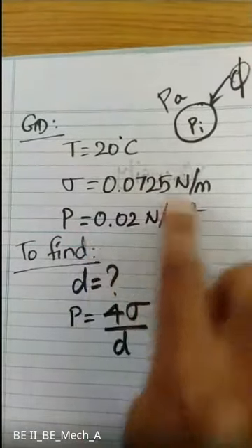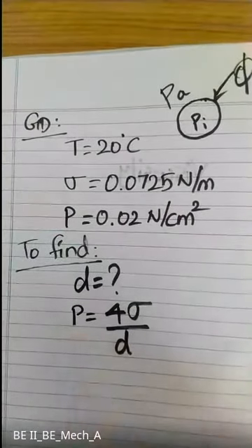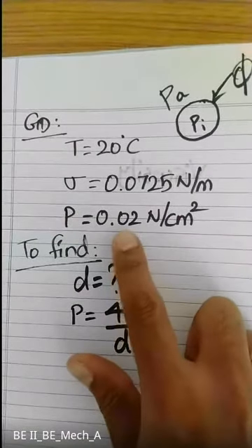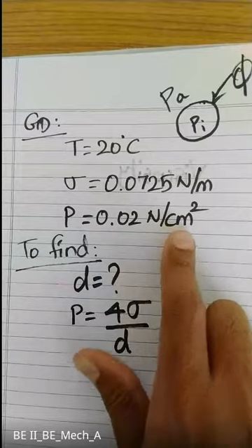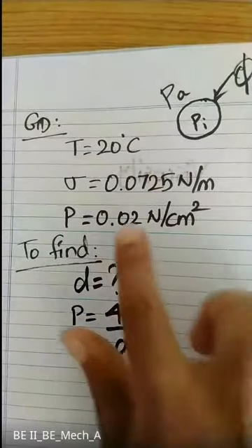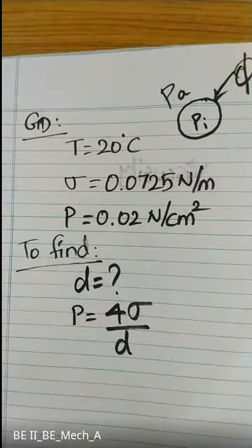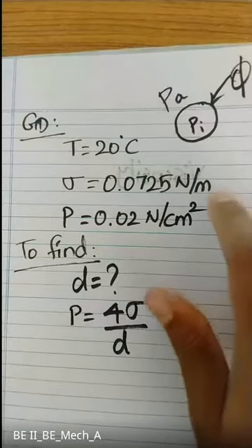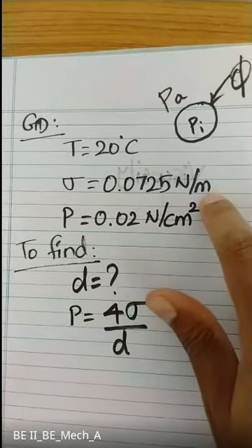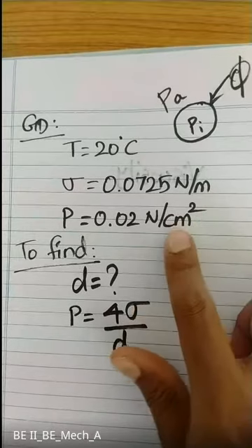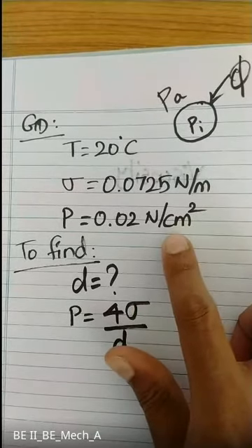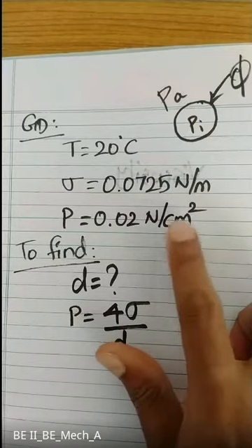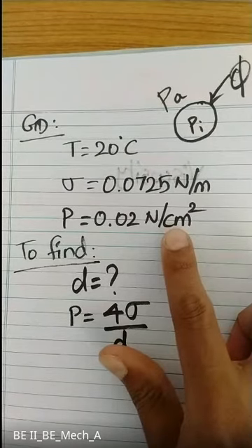So now you can use this value exactly here, because this value is 0.02 Newton per centimeter square higher than that of the atmosphere. So you can directly use this. Before proceeding, please look at the units. Here it is in Newton per meter, here it is in Newton per centimeter square. So you have to convert this particular unit into meter square.